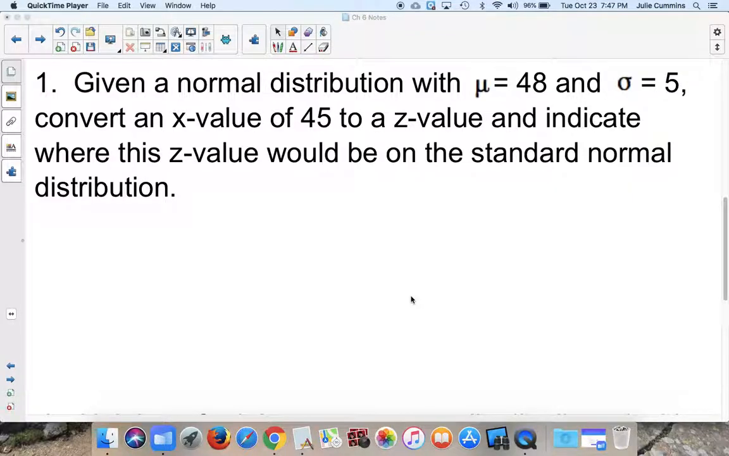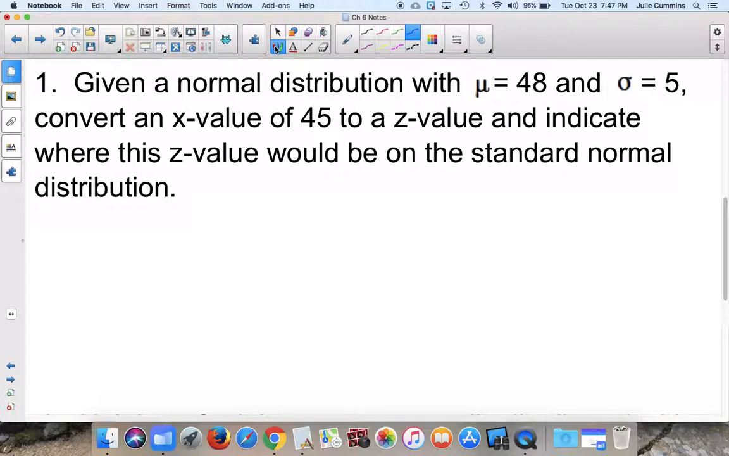All right, so we have this normal distribution, some sort of set of data. It has a mean of 48 and a standard deviation of 5. I don't know, maybe these are heights of kindergartners. The mean height of 48 with a standard deviation of 5. That's a really big standard deviation. Maybe that's not it. Whatever.